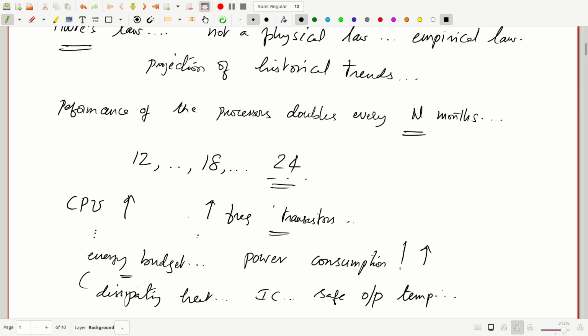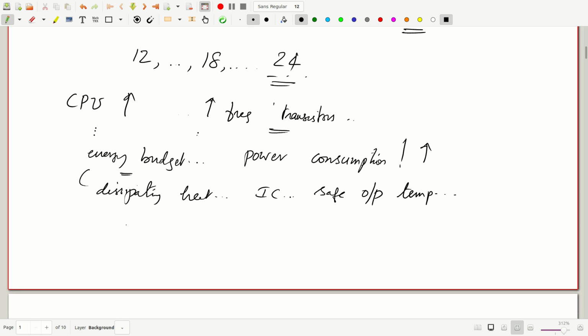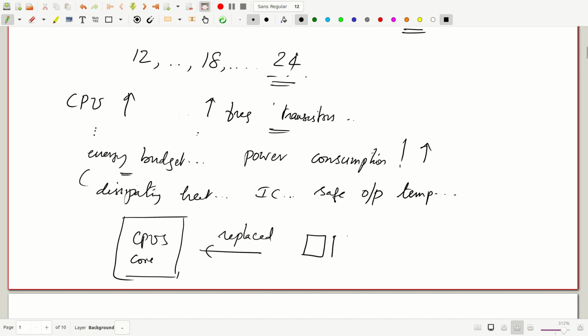As a result, at some point in the early 2005s, the bigger microprocessors or bigger CPU cores were replaced with many small cores. That is where the parallelization began by the manufacturers.